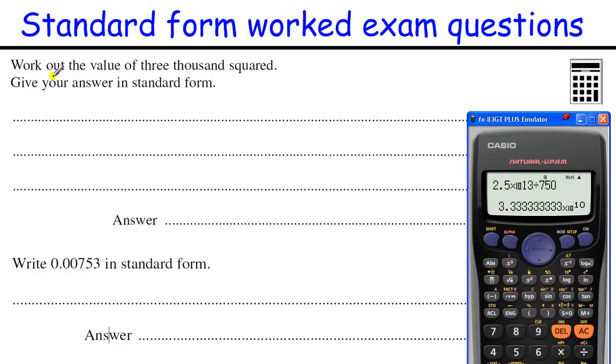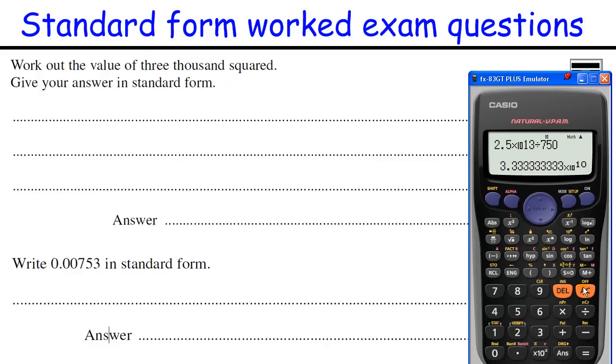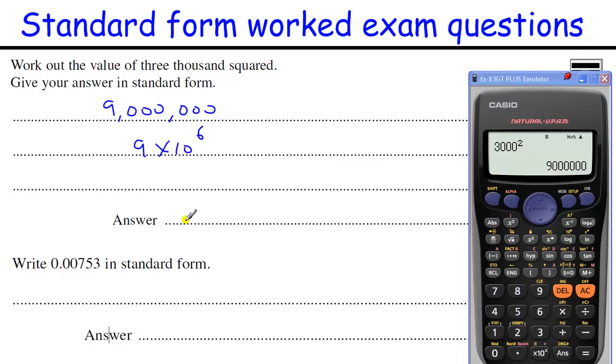Okay, work out the value of 3,000 squared, and give your answer in standard form. So this is actually a calculator question, but you don't really need a calculator for this. 3,000 squared is going to be 9 million. And that's 9 times 10 to the 6. There's 6 places after the 9.